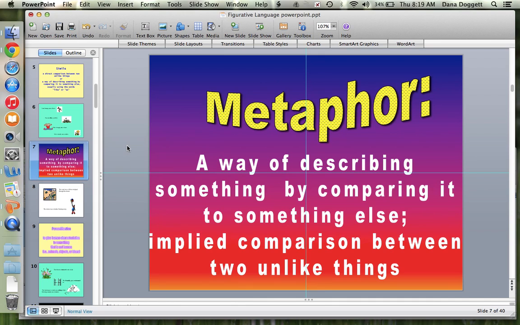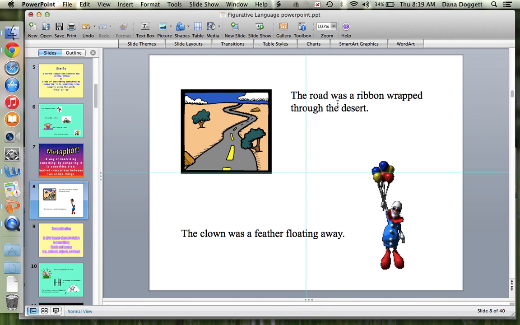Okay, a metaphor. A metaphor is very similar to a simile because it's comparing two unlike things, but it does not use like or as. So for example, the road was a ribbon wrapped through the desert, or the clown was a feather floating away. It's comparing the clown to a feather, but it's not saying the clown was like a feather. It's saying the clown was a feather floating away. Also, this is a really creepy clown.